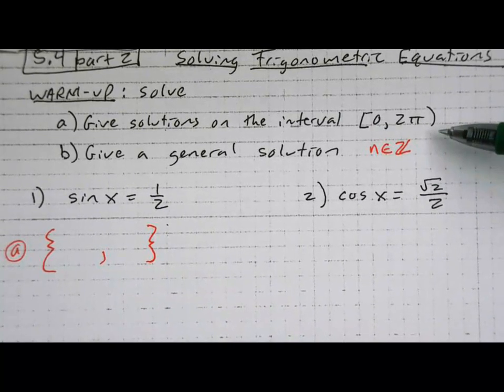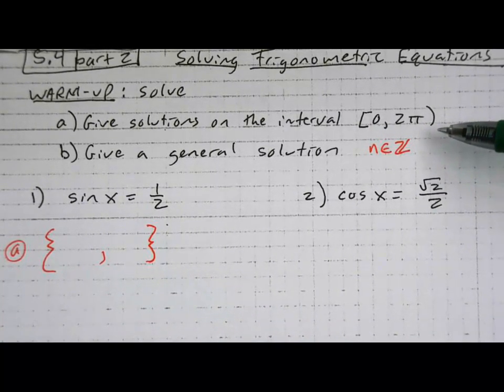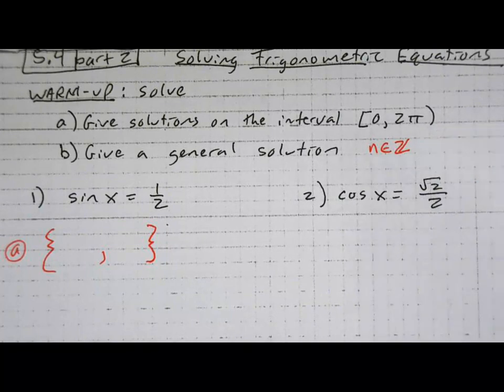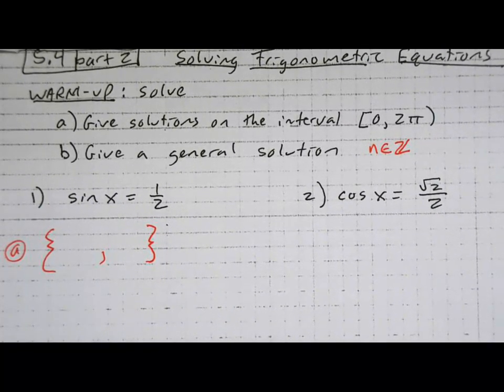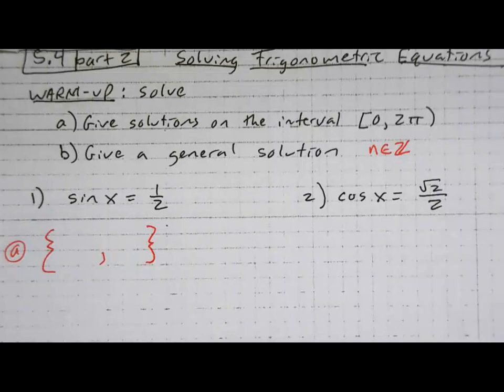Do you guys understand what that means, on the interval from 0 to 2 pi? It means that we're only going to give solutions that are between 0 and 2 pi. Okay, there are a lot more solutions out there, and we'll talk about that in a second, but we're only going to give our solutions between 0 and 2 pi.